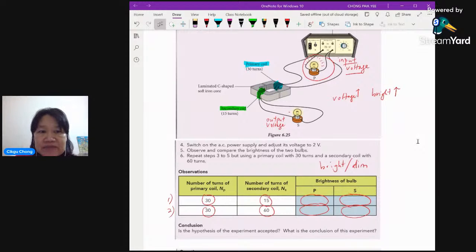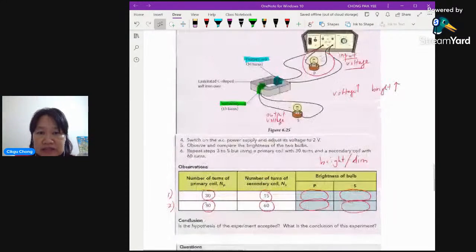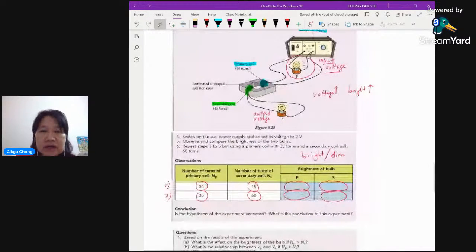Okay, so let's set you thinking first. Now, this one, I will not give you the answer here, because this is part of your experiment. We will discuss it afterwards in class.